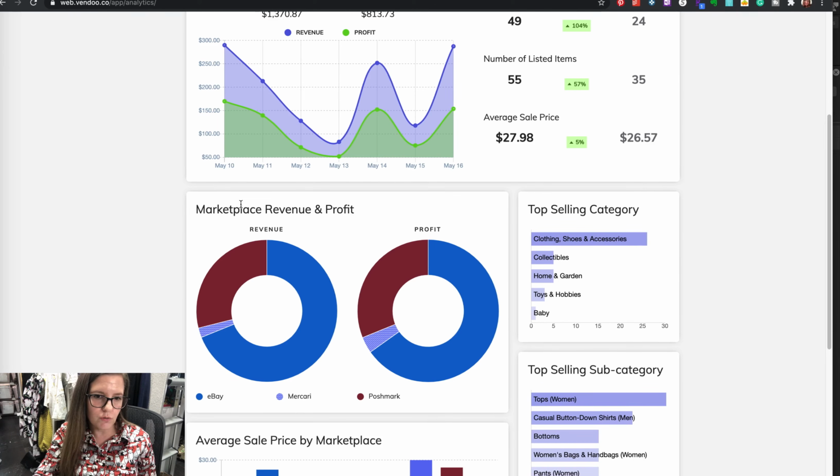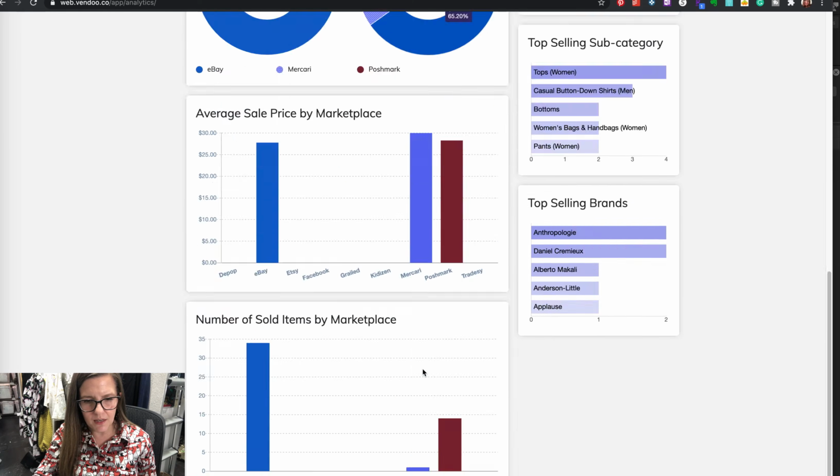This tells you your marketplace revenue by marketplace. So Poshmark is this maroon color. We sold $396. Mercari is this little baby one. We sold $30, and eBay over here. Yeah, so you can kind of see where the money is coming from.